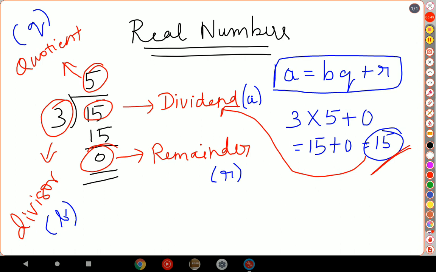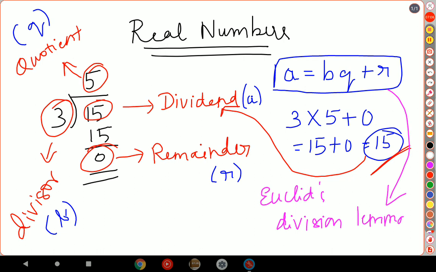This formula is called, you must be knowing it, Euclid's division lemma. This formula is nothing but Euclid's division lemma, given by Euclid.